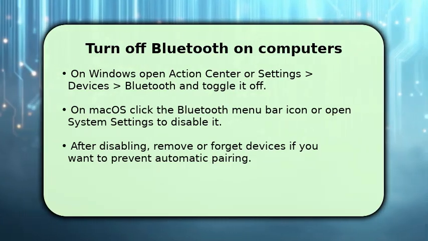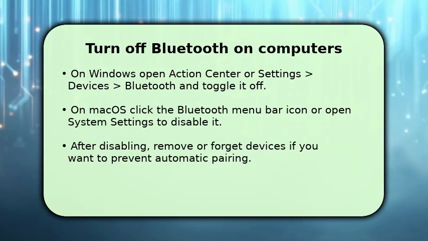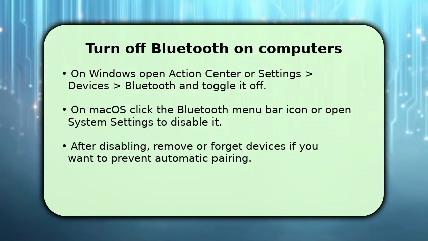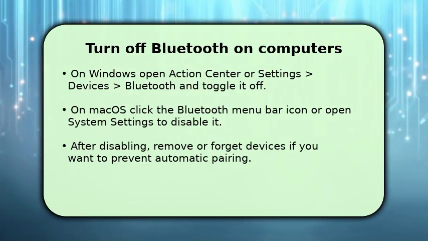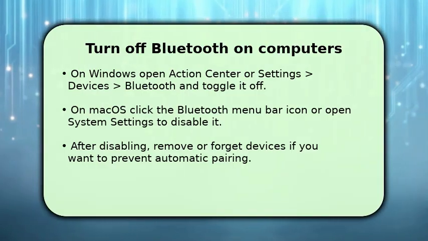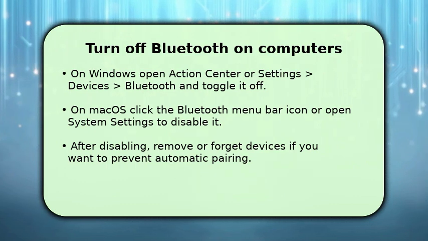On macOS, click the Bluetooth icon in the menu bar and choose Turn Bluetooth Off, or open System Settings, Bluetooth, and toggle it. If you want to prevent automatic reconnection, select a device and choose Forget or Remove. Verify Bluetooth shows as off before closing your settings.